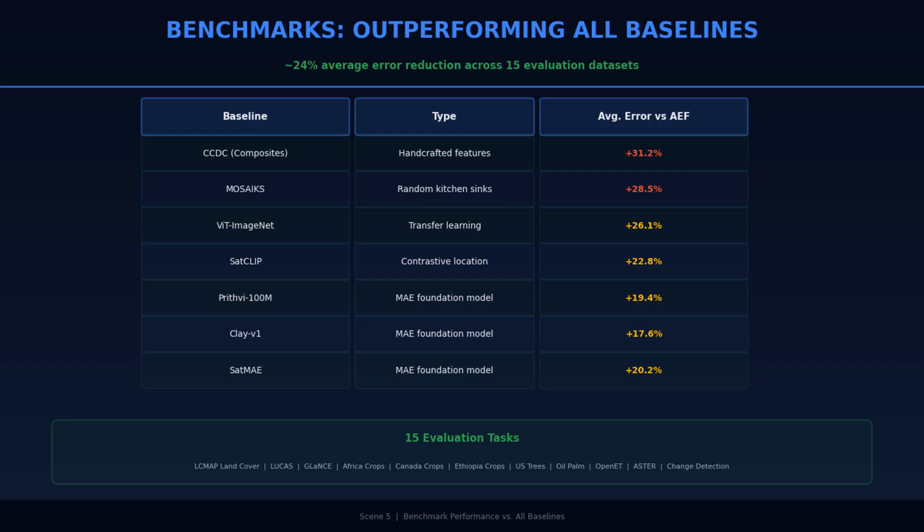Even purpose-built satellite foundation models like Prithvi, Clay, and SatMAE show 17 to 20% higher error rates. This consistent margin across such diverse tasks demonstrates that AlphaEarth's multi-source training and STP architecture produce genuinely superior representations.